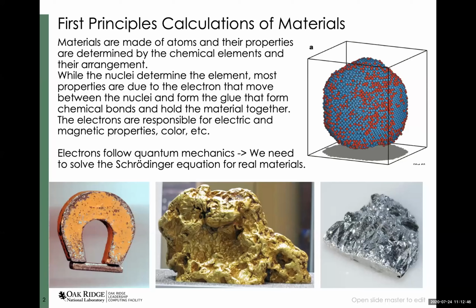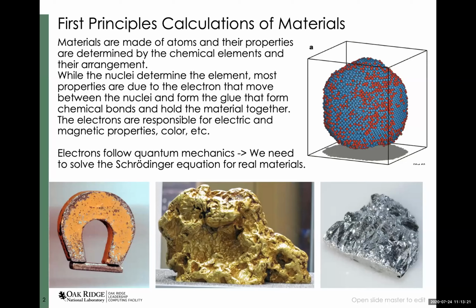On the bottom left, you see a magnet. Magnetism comes from quantum mechanical behavior of the electrons. Another example in the middle is a piece of gold. We want to understand what, for example, is the color? What are the optical properties of a material from first principles?